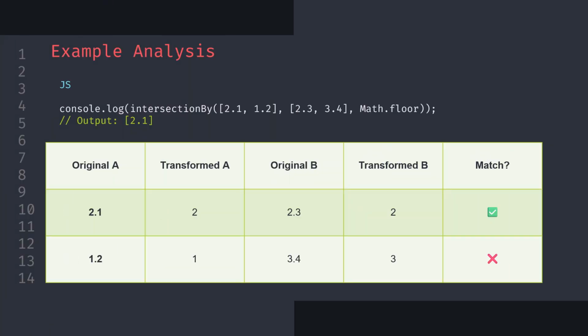In this example, Math.floor of 2.1 equals 2 and Math.floor of 2.3 also equals 2. So we keep 2.1. 1.2 floors to 1, which does not appear in the transformed B values, so it is excluded.